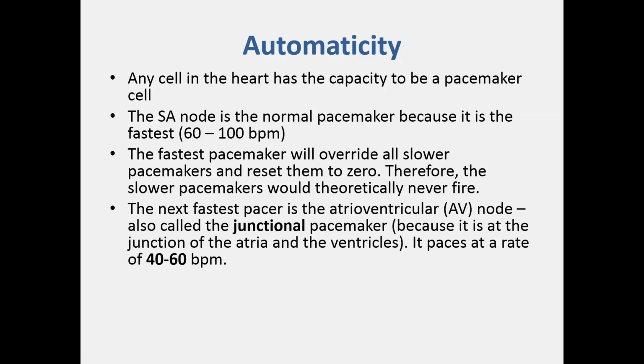The next fastest pacer is the AV node. The AV node, also known as the junctional pacemaker because it sits at the junction of the atria and the ventricle, paces at a rate of between 40 to 60. So it goes from the SA node to the AV node, and the AV node slows down the pace of the heart.